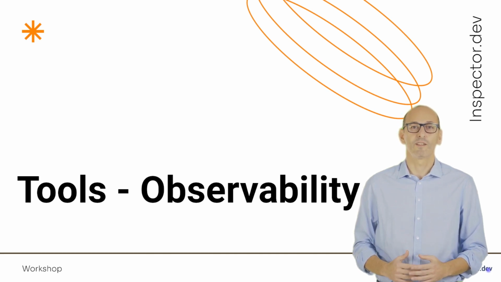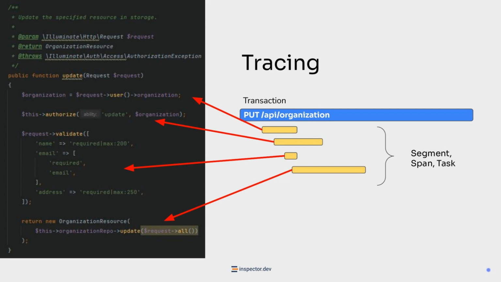Now I want to show you how these tools work internally by explaining the tracing technique. The most important mechanism on which observability tools are based is tracing. That is the ability to collect a set of data that allows you to represent in visual patterns the behavior of the application at a level as granular as possible.